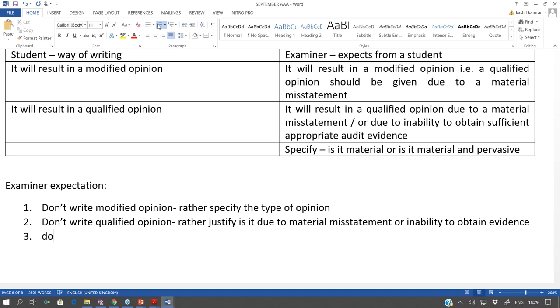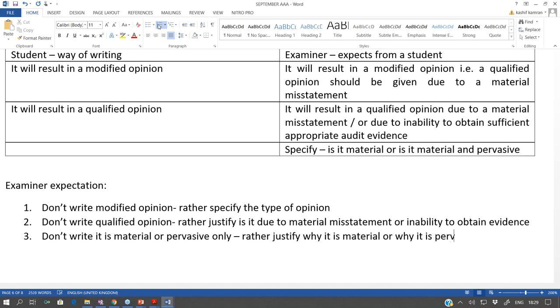Okay, number three, don't write it is material or pervasive only. Rather, justify why it is material, or why it is pervasive. Is that the summary of what we got from the examiner paragraph?